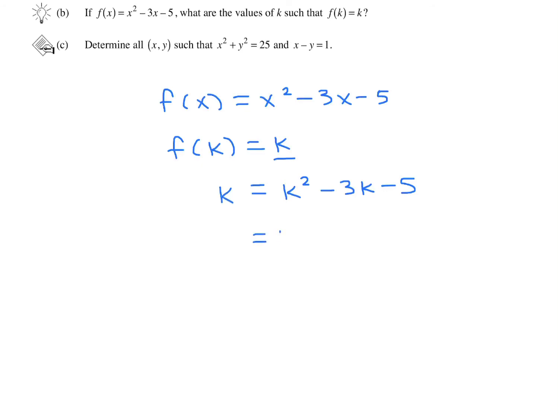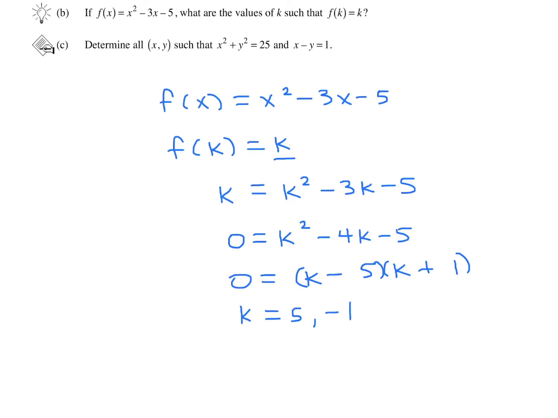All right? So putting the k on one side, you'd get k squared minus 4k minus 5 equals 0. And does this factor? I believe so: k minus 5 and k plus 1. That would do it, and therefore k is equal to 5 and negative 1. So those are your values of k that make f at k equal to k.